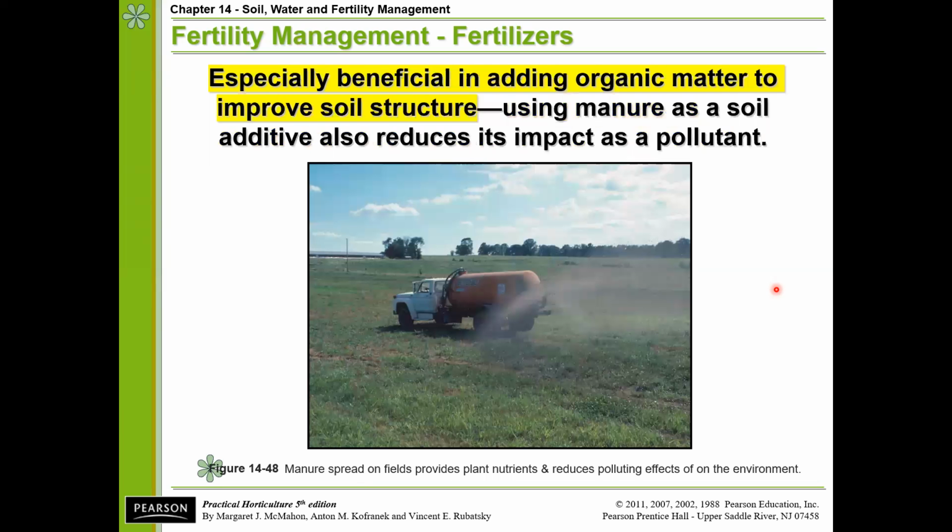Here's another look at adding a liquid slurry of manure to soil, and the benefit of that is that it's also adding organic matter that in turn improves the soil structure too. So manure is a great addition to soil. It's not just adding the nutrients, it's adding organic matter. And the addition of organic matter is probably the single best thing you can do to affect the soil structure.